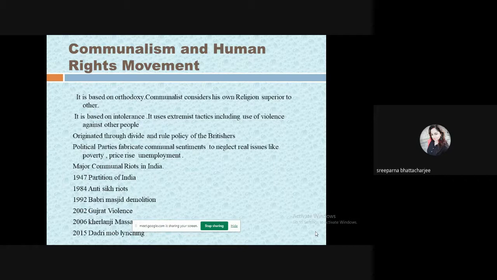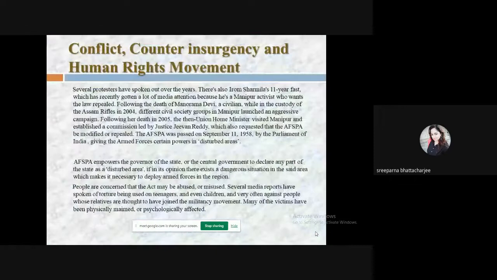And there has been a parallel movement also for removing communalism from society. There has been trial, and there has been movement. The role of media is very significant, and the role of education is very significant. So these are the things that really are important in the field of the human rights movement.